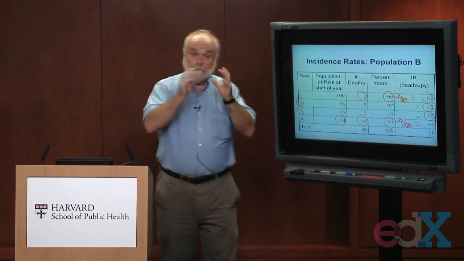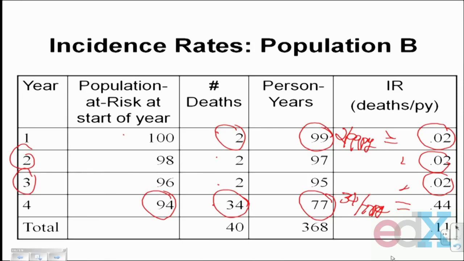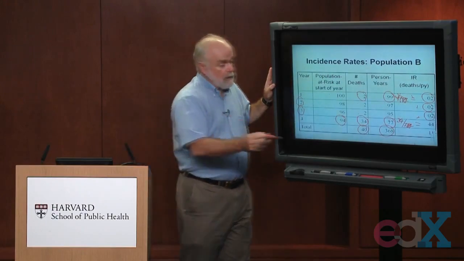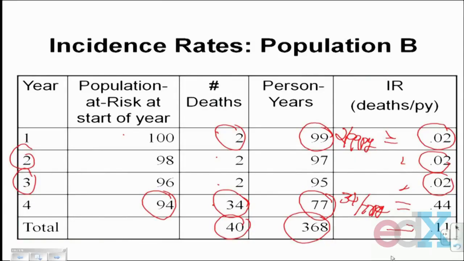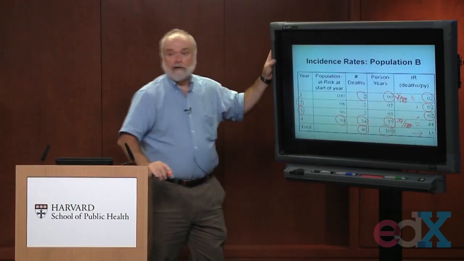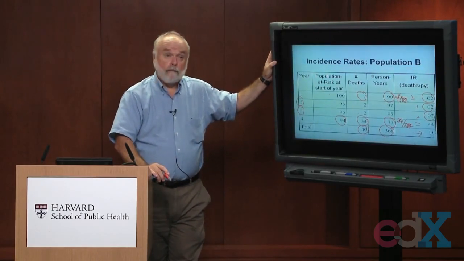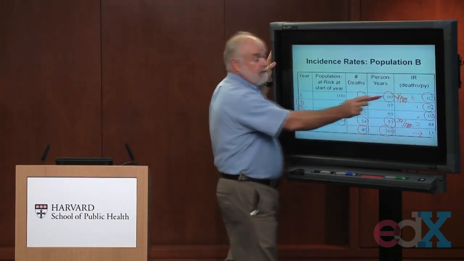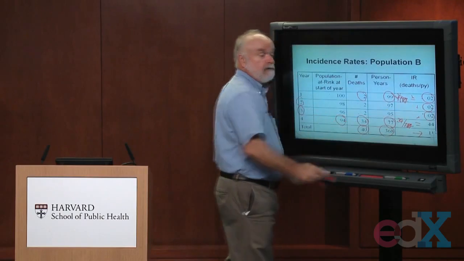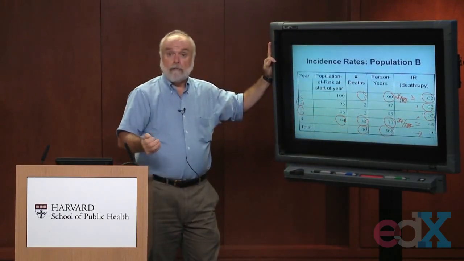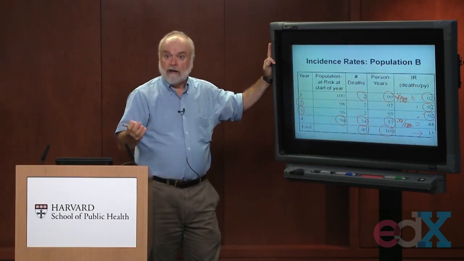But if I try to combine all the cases, 40, and all the person time, 368, into one number, the single average incidence rate, I come up with a number of 0.11 cases for every single person year of follow-up, and that 0.11 overestimates the incidence rates that were low during the first 3 years and dramatically underestimates the incidence rate in the 4th year.